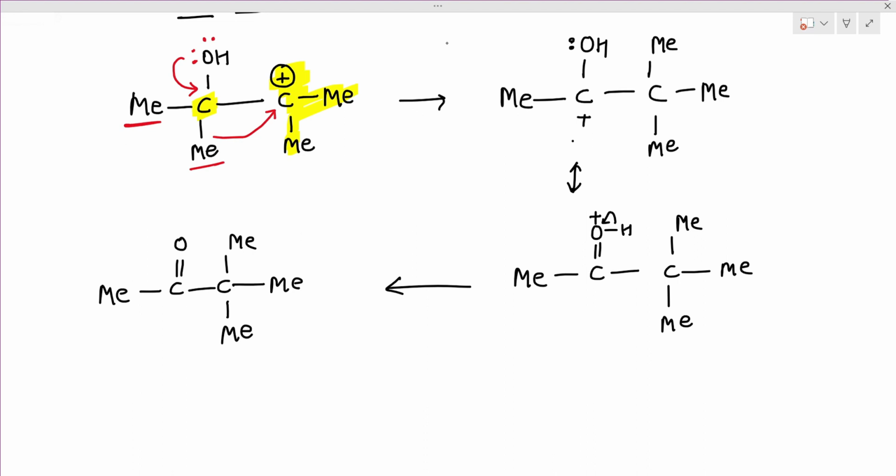The mechanism is quite simple. One thing you should remember is which OH will protonate and which group will migrate. These are the two things that you should remember, and then you can do your answer very perfectly. So I am giving you examples. Firstly do it yourself and then try with me.